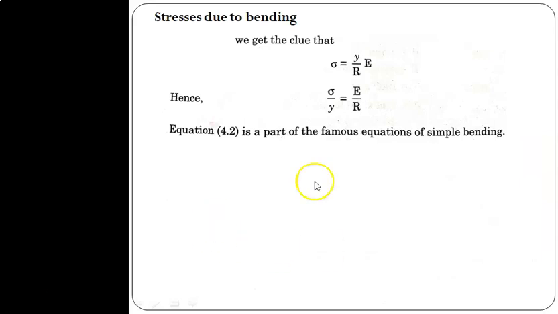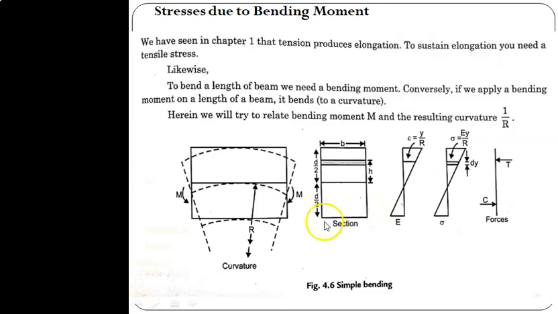So, stresses due to bending: by knowing the strain, when it is multiplied by Young's modulus, we obtain sigma. Therefore sigma by y is equal to E by r. So this is one equation, which is the famous equation of simple bending.